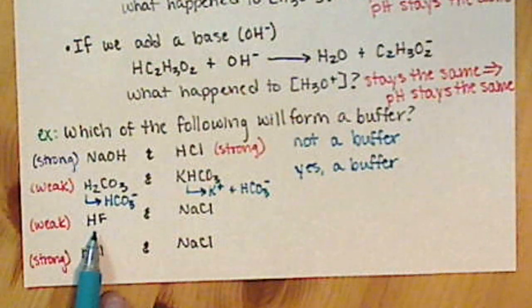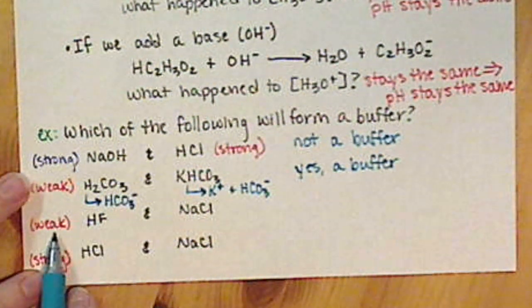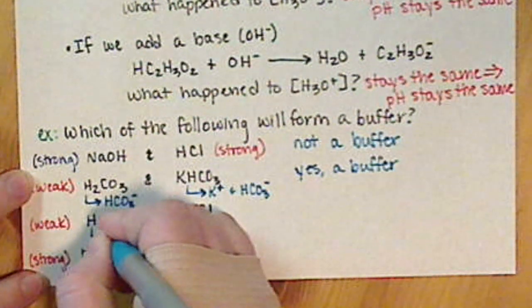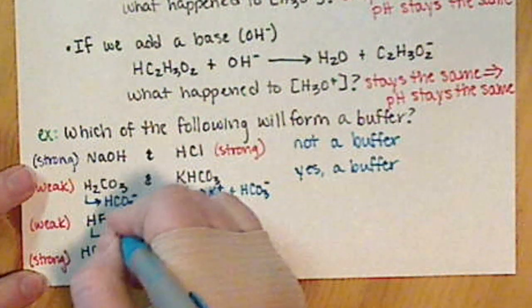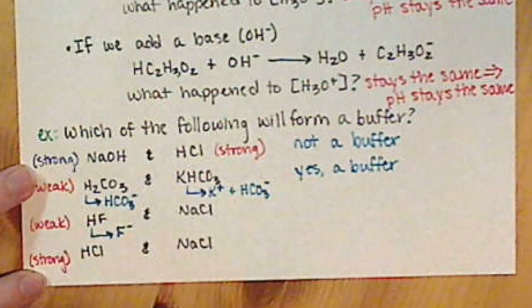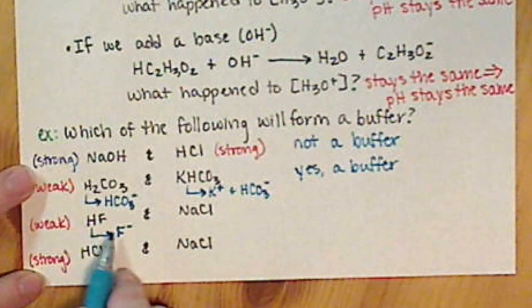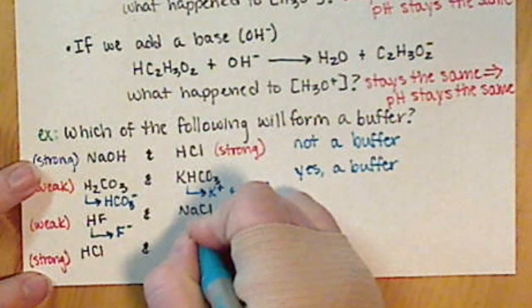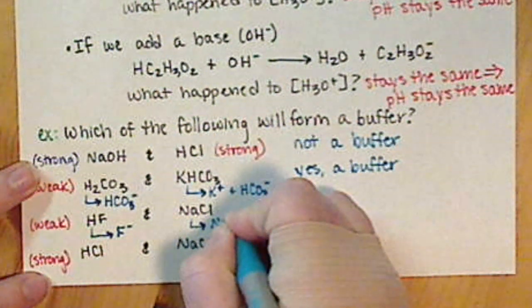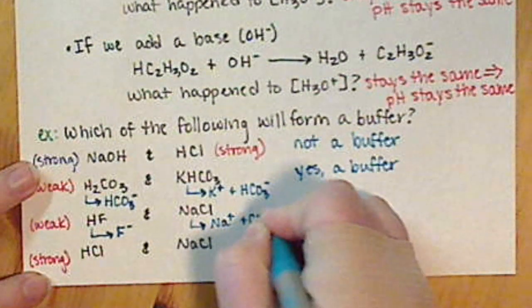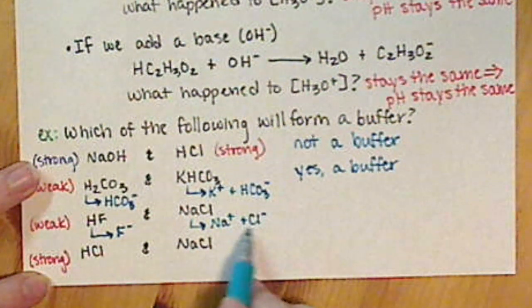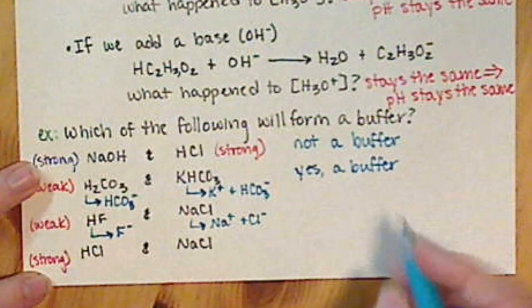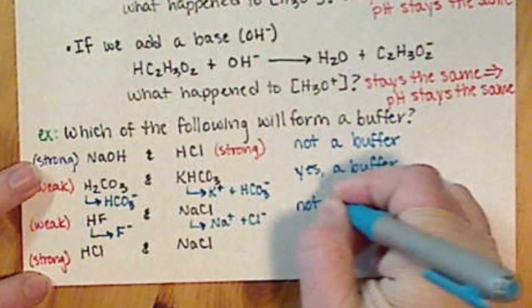Our third example here, we have HF. This is a weak acid. So again, we need to see if we have the conjugate base, the salt of our conjugate base. Our conjugate base of HF is going to be F-. NaCl is going to produce Na+ and Cl-, neither of which is our conjugate base here, so this is not a buffer.